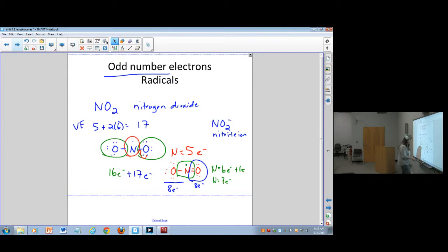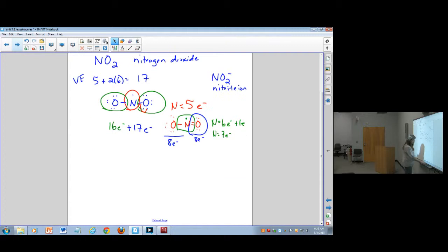Now, could I have done a structure like this where I put in a triple bond, and now I'm going to have this radical on here. Now let's look at what happens to nitrogen here. In this case, nitrogen is what I'm thinking about.